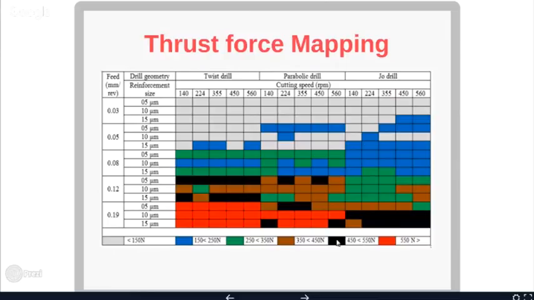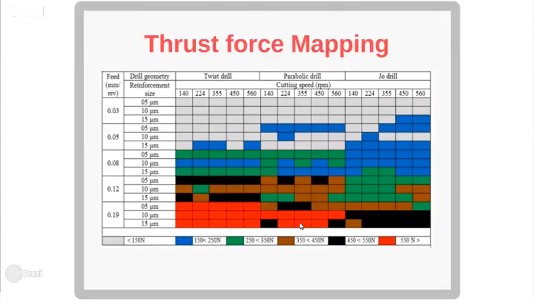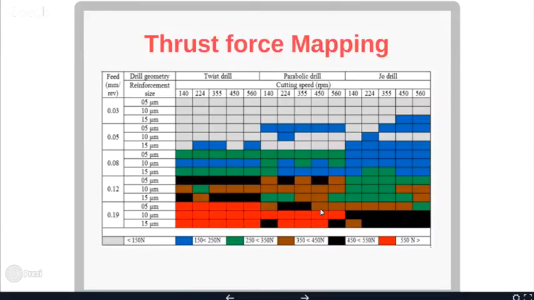So here the thrust force is within the zone of 450 to 550 Newton. In the case of twist drill, it is more than 550. And in the case of parabolic, it is again within the range of 450 to 550, because some are red, some are black, and some are brown, right? So from this, I concluded that when you keep all the process parameters constant, then drill point geometry has a significant effect on the cutting forces. You can simply conclude it with the help of this figure.